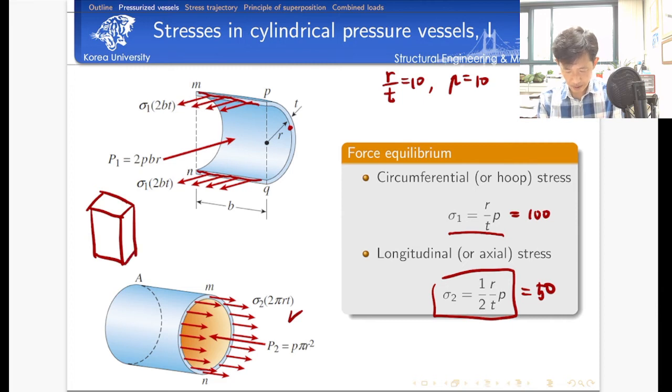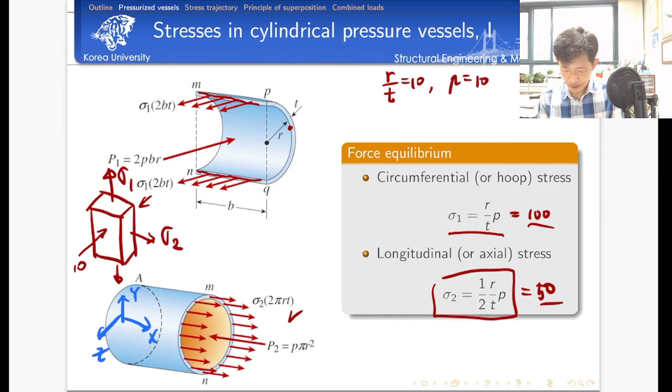Okay, then here it is subjected to the sigma 1 first. This is sigma 1, and then in that direction it is subjected to sigma 2. Sigma 1 is 100 and sigma 2 is 50, and then the surface is subjected to pressure. P is 10 megapascal. So here, to investigate this problem, let's introduce a coordinate system: x, y, and z.